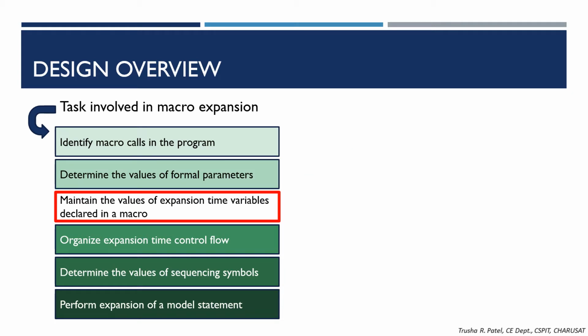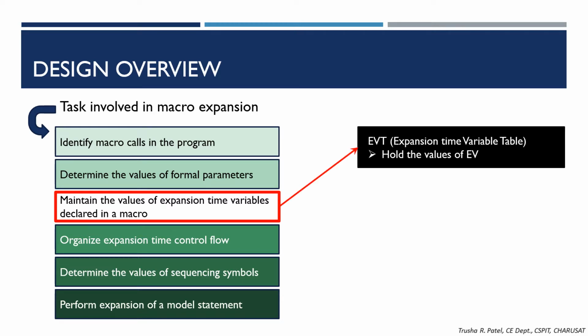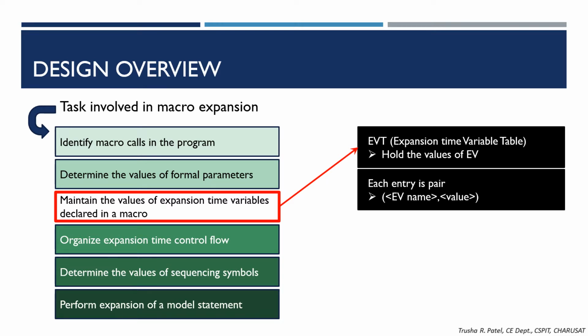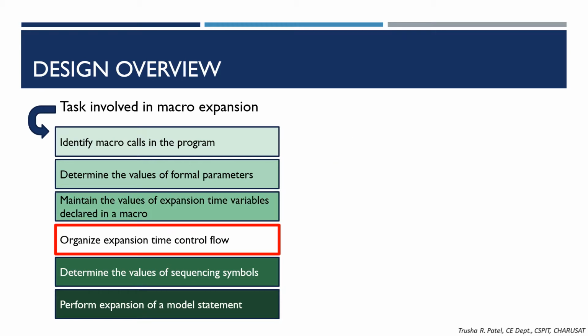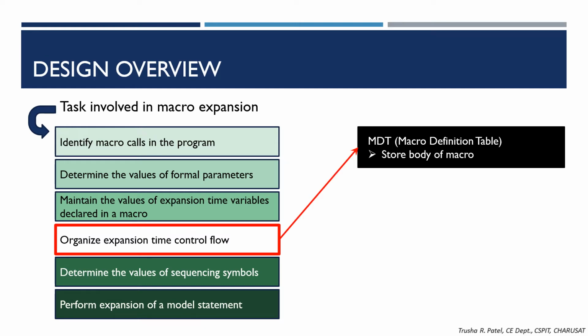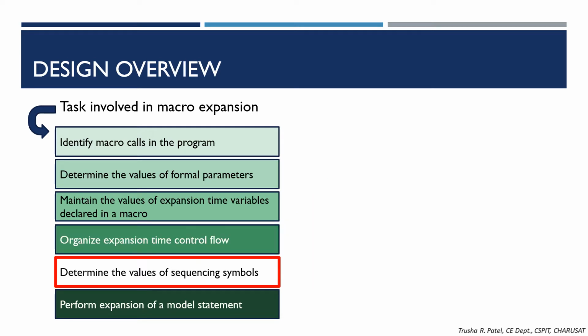The next step is maintain the value for the expansion time variables. For that, we need a table that is EVT, expansion time variable table, which will hold the value of all expansion time variables. Again, the entry in EVT is a pair, that is a name of expansion time variable and the value. The next is organize expansion time control flow. We need to maintain MDT, that is macro definition table, which will store the entire body of the macro.